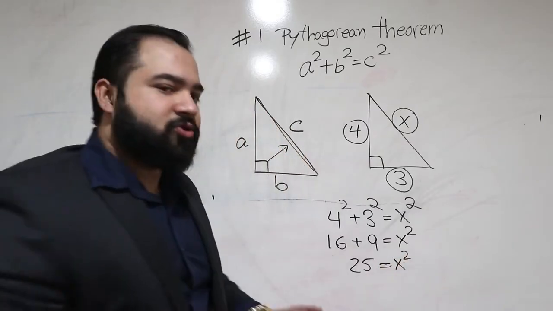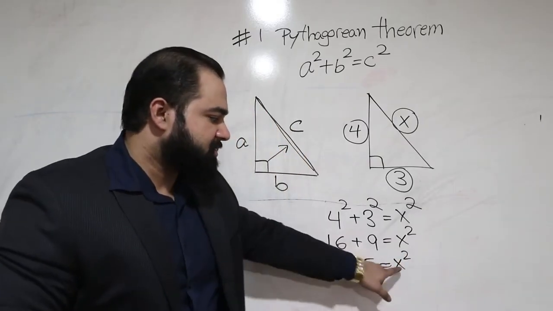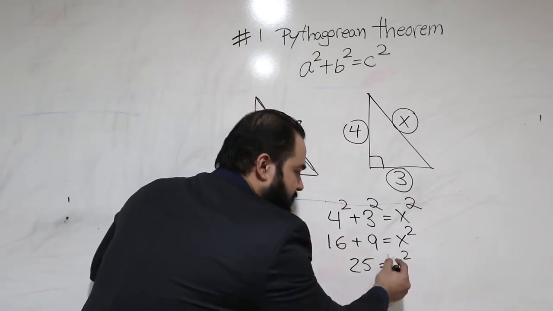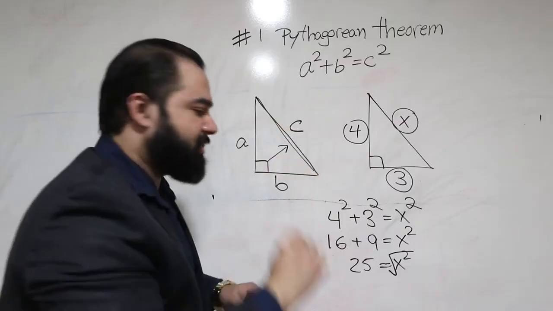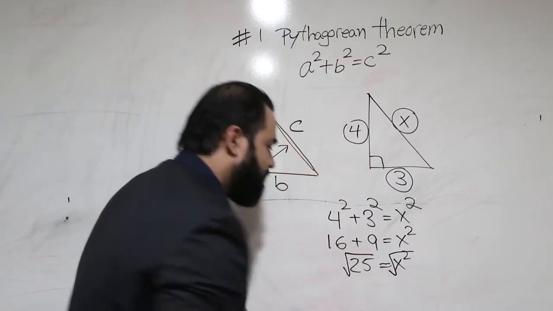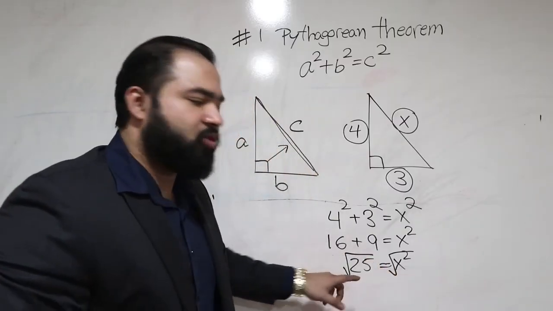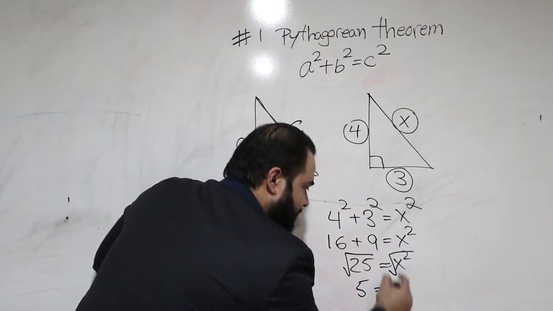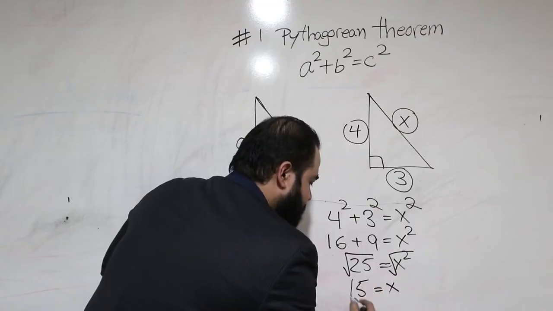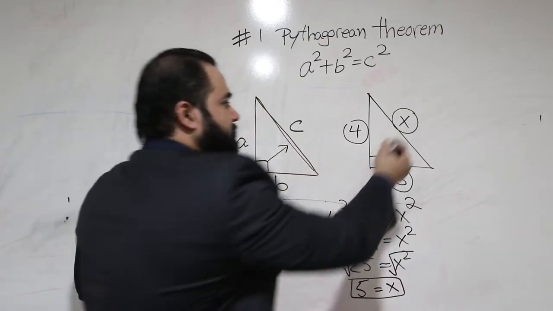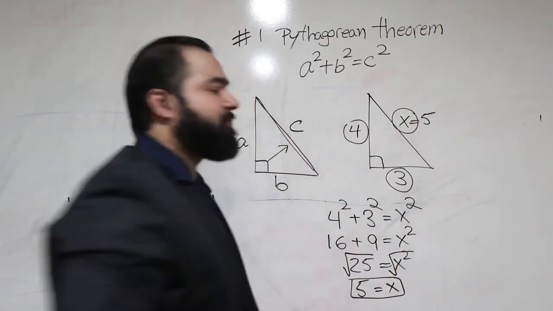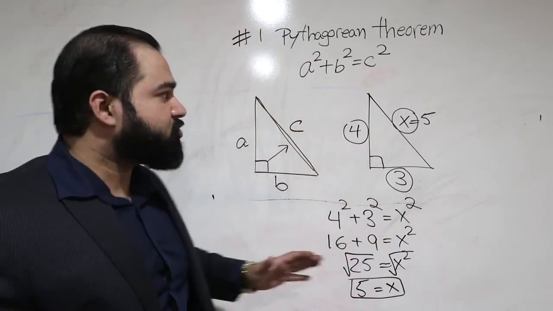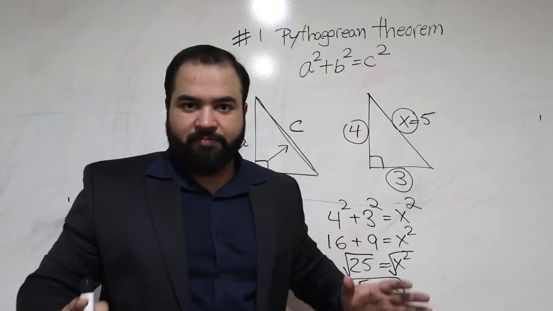Now the last step to solve any Pythagorean theorem would be just square root, because we have a power 2. The inverse operation would be square root. Square root is the line you draw on the top of the number. So you see x squared and 25, I square root both sides. So square root of 25 is 5 and square root of x squared is x. So x is equal to 5. So we know that this missing value is 5. That's how we deal with the number one traditional Pythagorean theorem, a squared plus b squared equal to c squared.